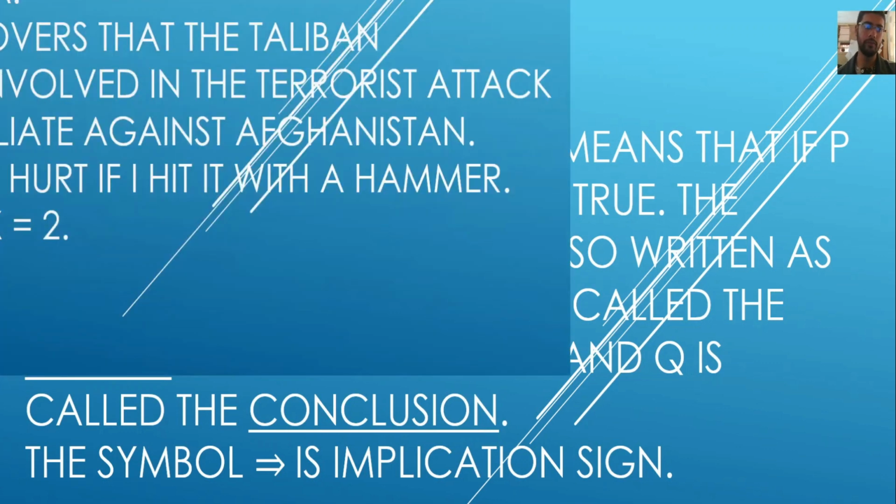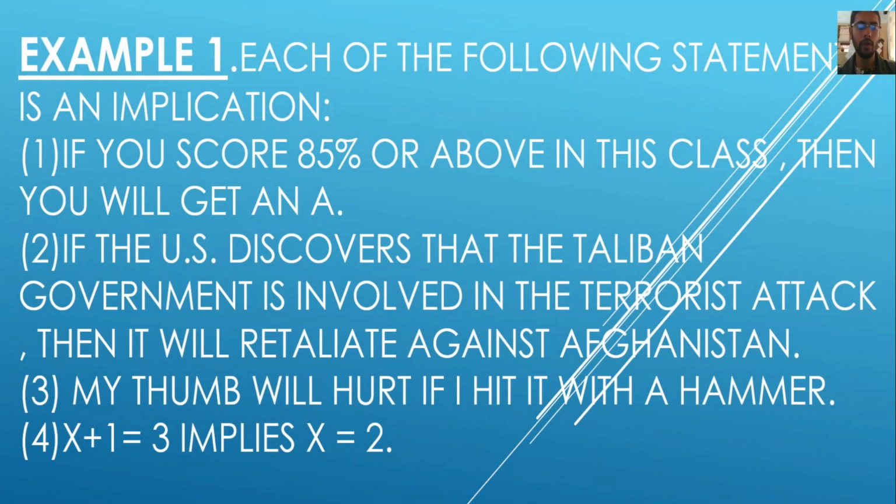So the examples are: if you score 85% or above in this class, then you will get an A. You score 85% or above in this class, you will get an A. These are the two statements. They form an implication, meaning if you score 85% or above in this class, then you will get an A. First you have to fulfill the first condition. If you fulfill the first condition, you will get an A.